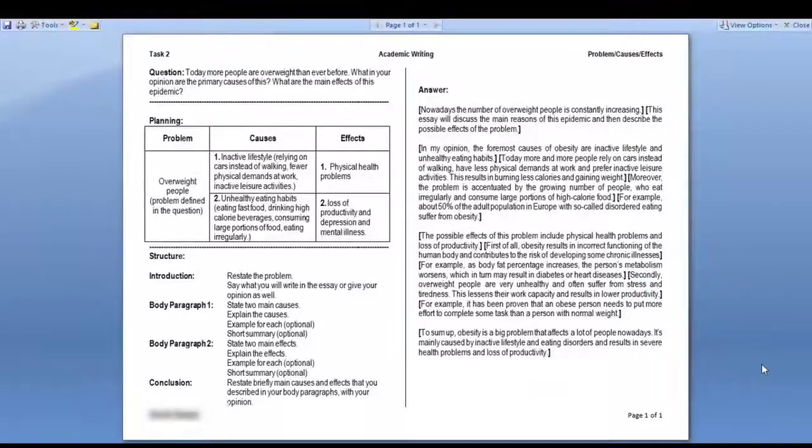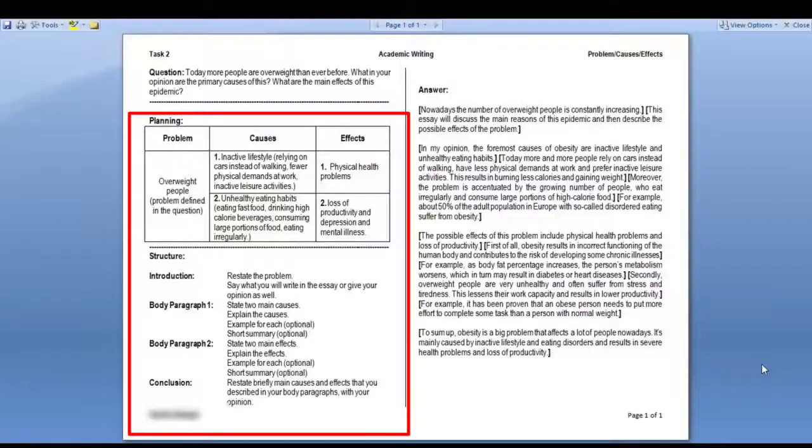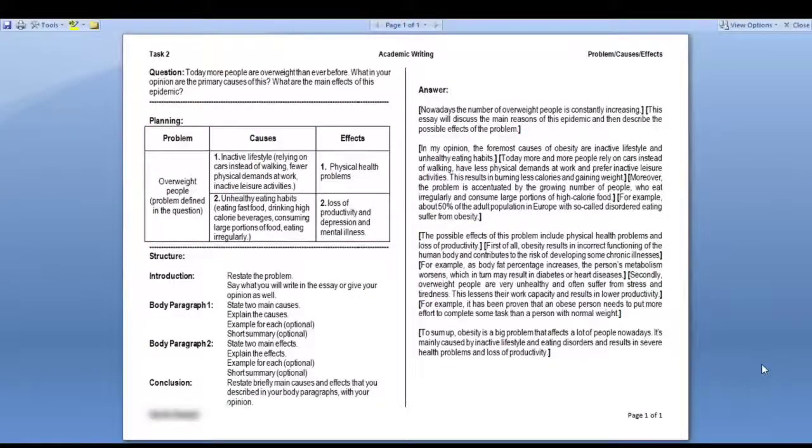Now if you can see in the top left hand corner is the question. That is what you will get in the exam. So that will be your question that you will be getting in the exam, and the next 2 portions that you can see on the left hand side, that is in center, planning portion and structure, that is what you will be doing according to your answer.